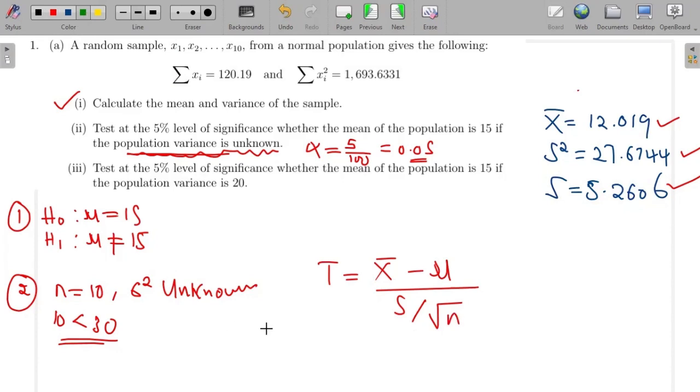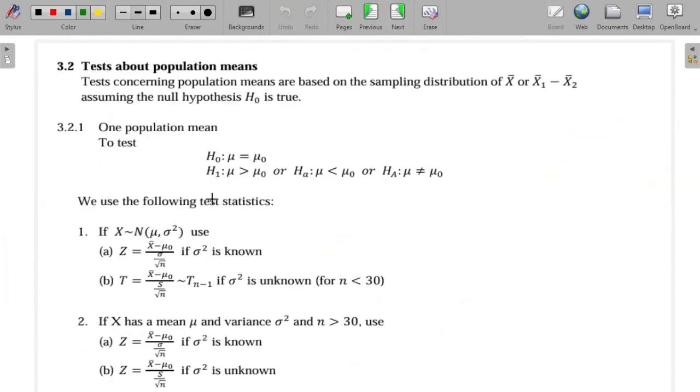So how do I know which statistic to pick here? There are rules that we have to follow, so I've put them here. Tests concerning our population means are based on the sampling distribution of x bar, or the difference of two sample means, like x1 bar minus x2 bar.